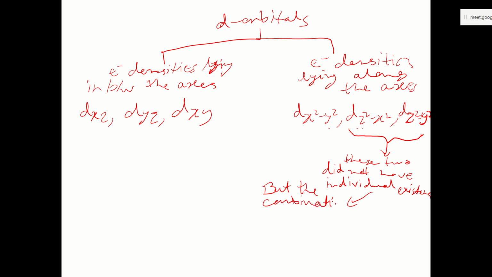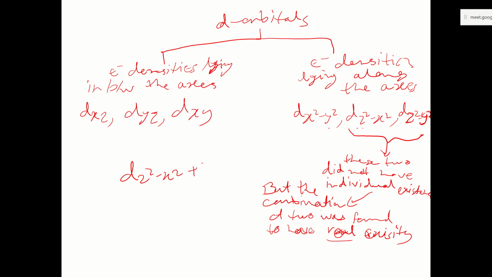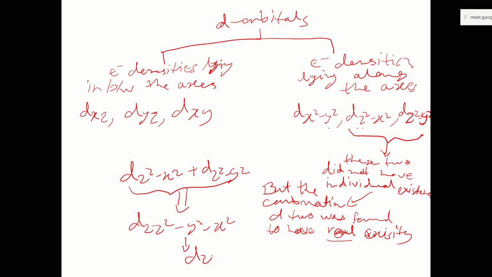Combination of two was found to have real existence. So when you are combining these two together, dz square minus x square plus dz square minus y square, they together give you d 2z square minus y square minus x square, and in short this is what we call dz square in short.